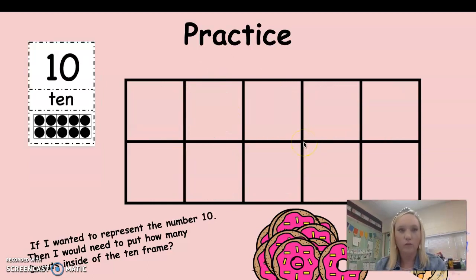Very good. What about this number? I want you to take a moment and think about how we can represent this number. This is the number 10. Very, very good. So the number 10. So how many donuts do you think we need to put inside of the 10 frame to represent the number 10? Go ahead and do that on your own.